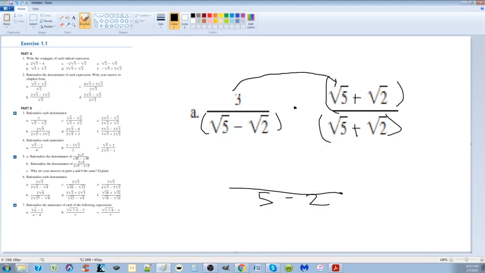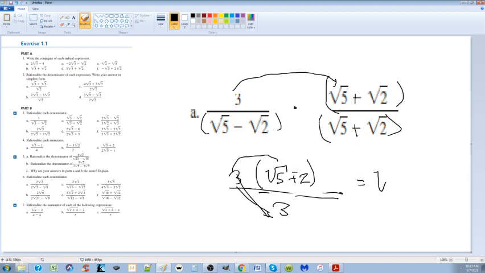What about the numerator? Well, you're left with 3 square root of 5 plus 3 square root of 2. But before I do that, let's just leave it as is. 3 times the square root of 5 plus the square root of 2. And what's the denominator? What's 5 minus 2 become? It becomes 3. Now, we have 3 times something divided by 3. So what is 3 divided by 3? It's 1. So the answer to this, sorry, I forgot a square root here. The answer to this is quite simply square root of 5 plus square root of 2.